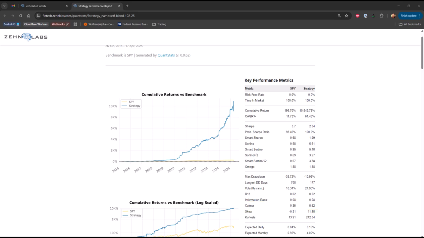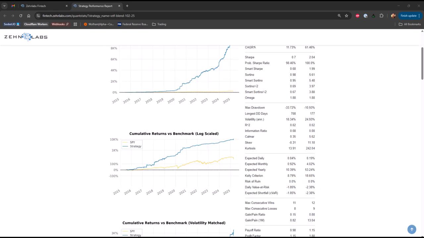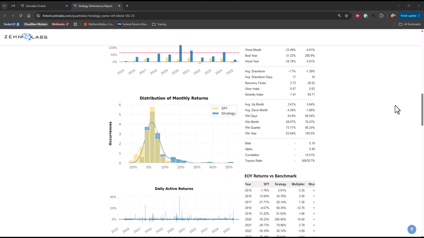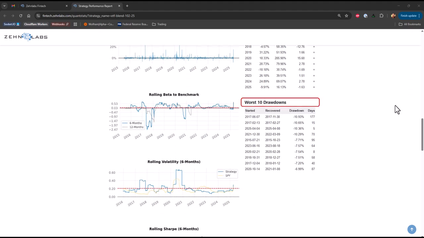Then I look at the longest drawdown days. In this case, as you can see, the max number of days that this strategy was in a drawdown during the analysis period was 177 days, versus SPY during the same period had the longest drawdown period of over 700 days. Of course, when comparing strategies, I want this number to be as small as possible and also to be within my risk tolerance. Next, I scroll down to the worst 10 drawdowns table and take a look at how much the drawdown was and how quickly it recovered. This gives me a good ballpark idea of how this strategy moves.